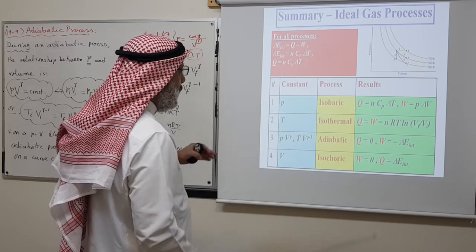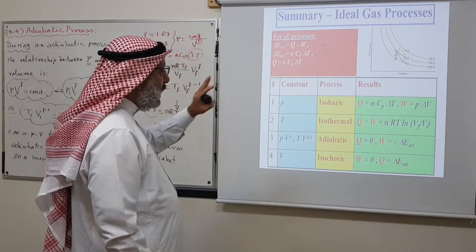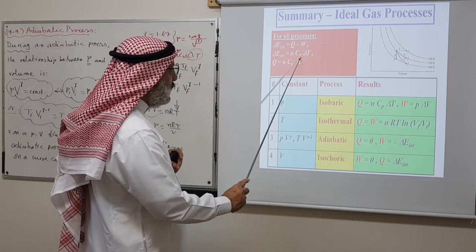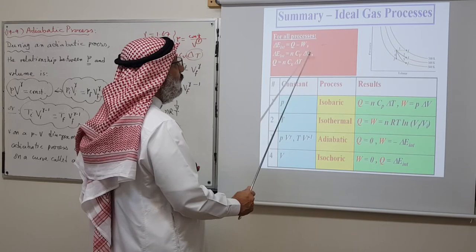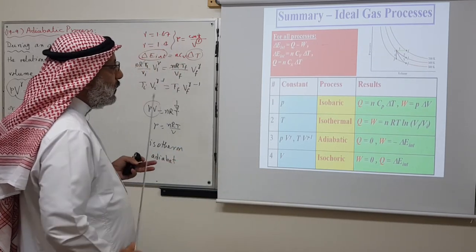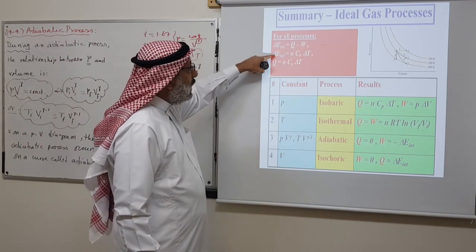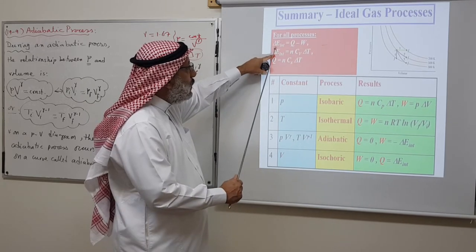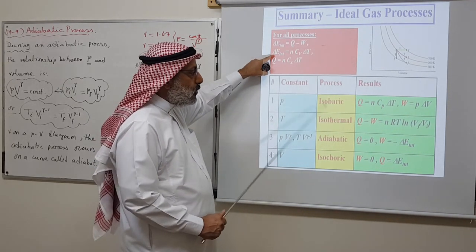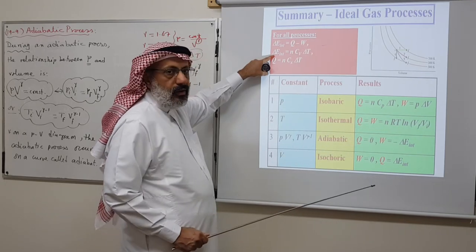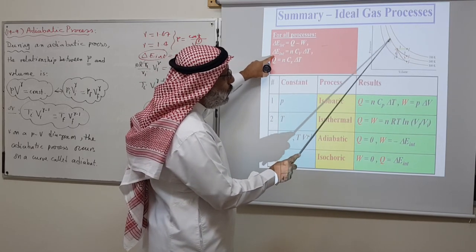In the isobaric process, the pressure is constant. That is this one here, the green line. So what can we say here? Nothing is zero here. Q is nCP delta T, W is P delta V, and delta E internal is nCV delta T. In the isothermal process, the temperature is constant. Okay, if the temperature is constant, delta T is zero, delta E internal is zero. If delta E internal is zero, then Q is equal to W, and W, as we saw in the first lecture in this chapter, for an isothermal process, is nRT ln of V final over V initial. Where is that here? That is this red line here. It goes on an isotherm.